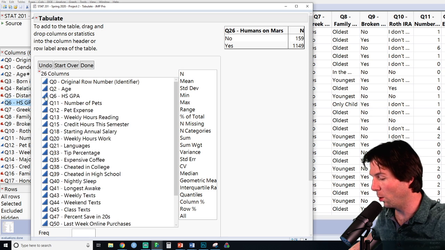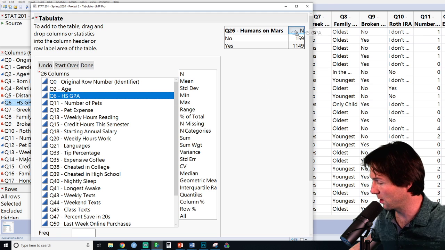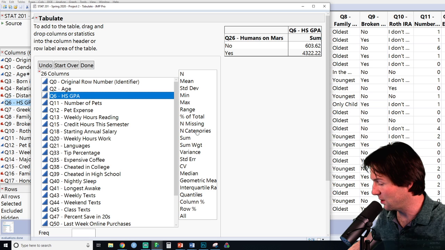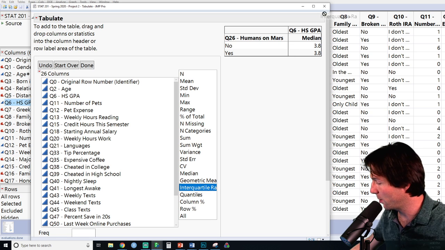This just lets me see only numeric. The blue means that it's numeric. So we have to put a quantitative variable up here. Let's see how smart the people are who think humans will be on Mars. So here's the GPAs, and we don't want the sum of the GPAs. We actually want maybe the median GPAs, hint, hint, hint. And we can compare the medians, and we can compare the IQRs.